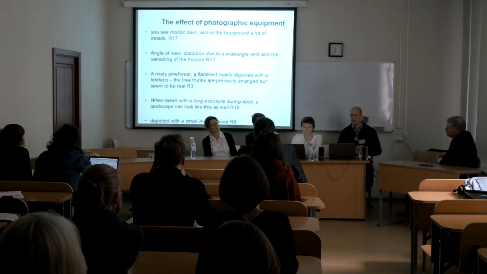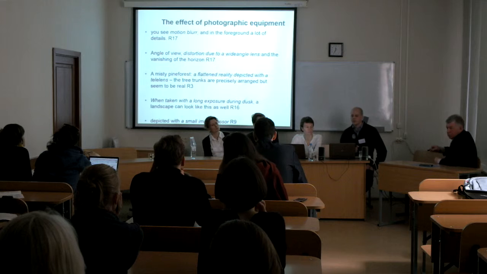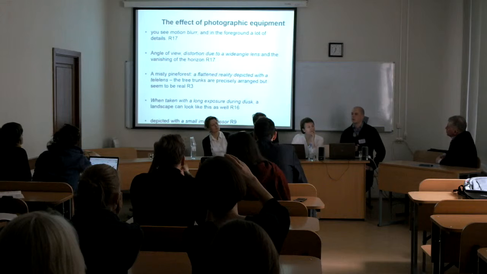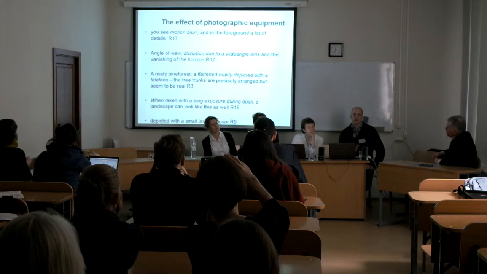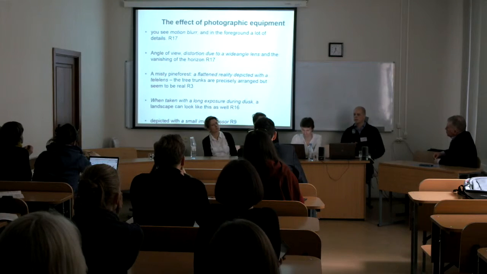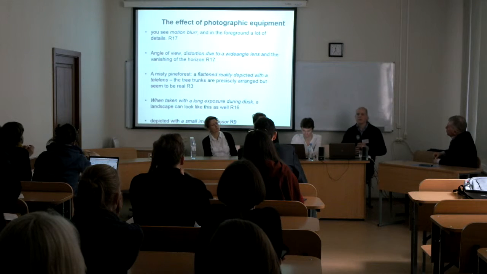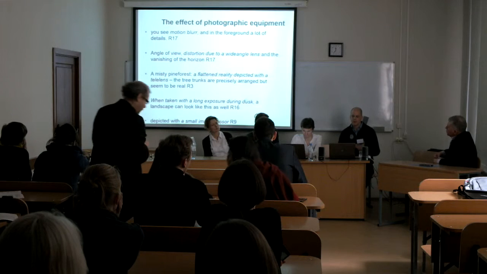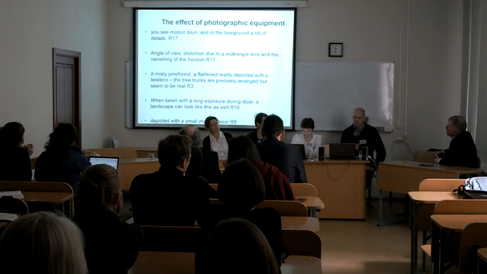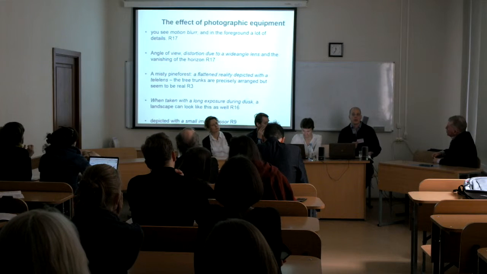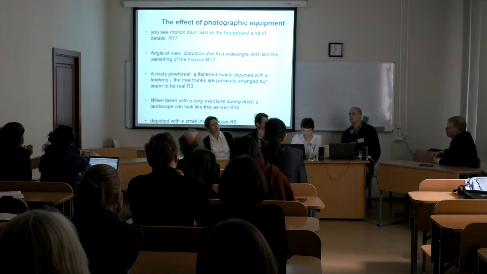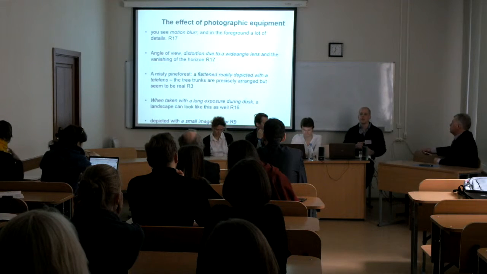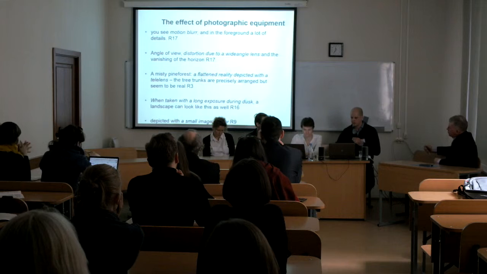an image it is. And in a way, the first indexical category is the ideas that they have regarding the effects of photographic equipment, their knowledge of using photographic technologies and creating particular kinds of visualizations. So you see motion blur, for example, or distortion due to a wide-angle lens, or a flattened reality depicted with a television, or when taken with a long exposure, or depicted with a small image sensor. So again, trying to find ways of justifying or making a decision. Is it computer generated or taken from the camera?